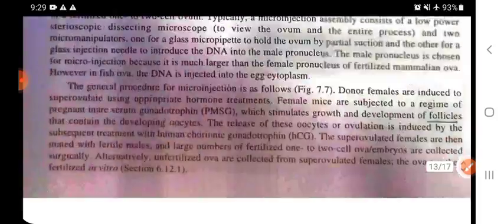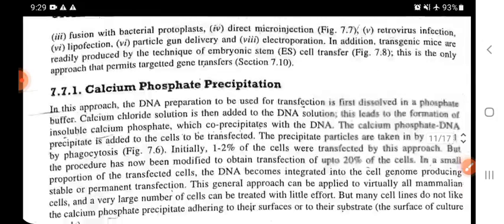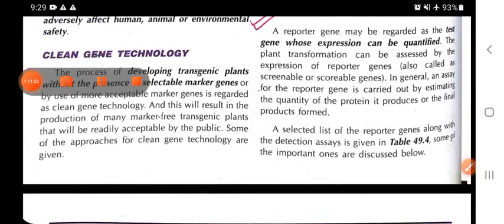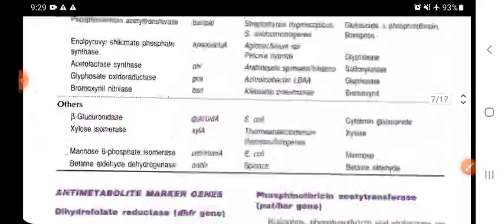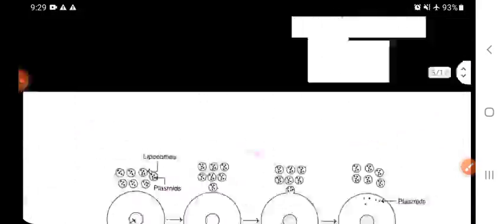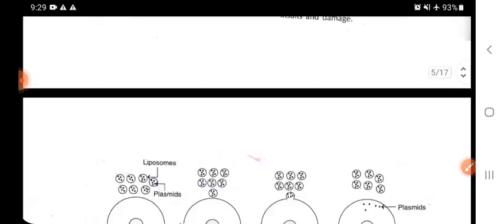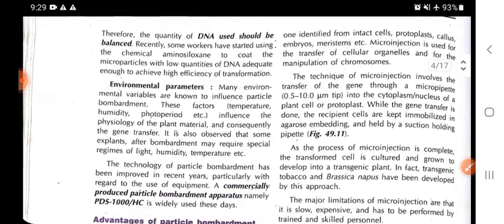Next we will study, well, I think it is almost 1 hour, so we should stop this lecture now. There is also another technique, liposome mediated transfer. We should do this in the next class.